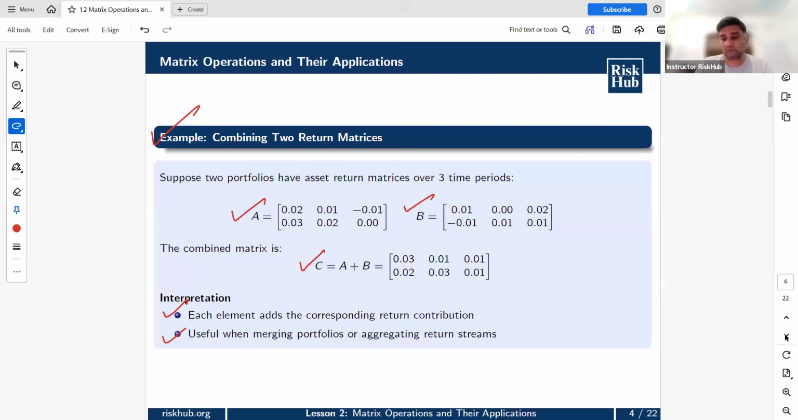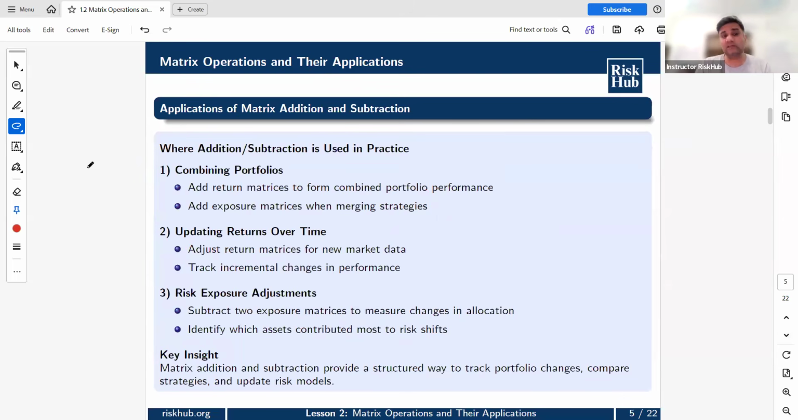Okay. Now, next one, you have your application of matrix addition and subtraction. The slide basically moves from your mechanics to application. This is where students usually begin understanding why we care so much, right? So basically, when we are combining your portfolio, suppose one desk runs your momentum strategy, another runs your value strategy, another one runs your volatility arbitrage. Now, the institutional chief investment officer combines all your books.